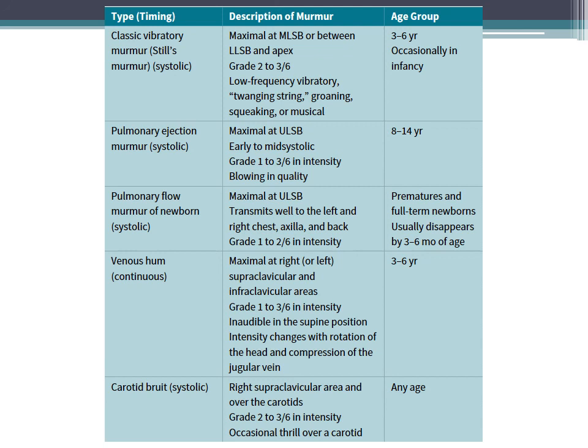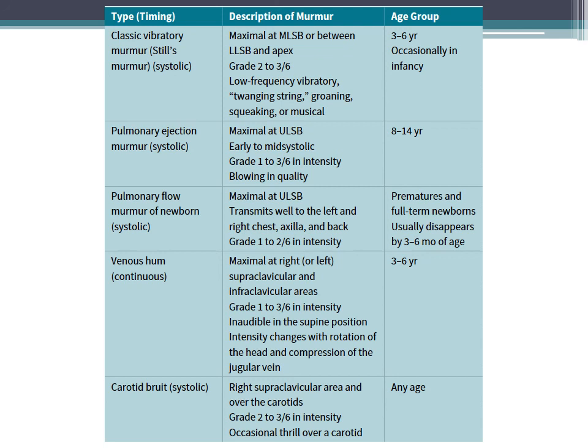There's a continuous murmur basically where the diastolic component is louder than the systolic component, and the murmur is maximally audible at the right or left infraclavicular and supraclavicular areas. Now, the venous hum is heard only in the upright position and disappears in the supine position. It also can be obliterated by rotating the head or by gently occluding the neck veins with the fingers. So that's one way to distinguish between the venous hum and the PDA, which is not going to change in position or by head turning.